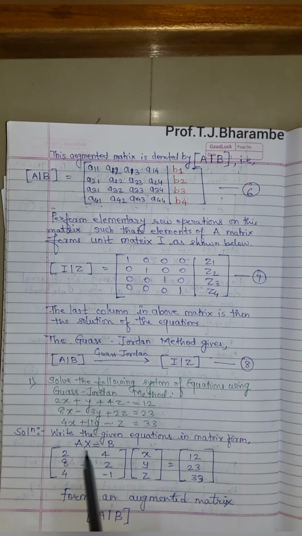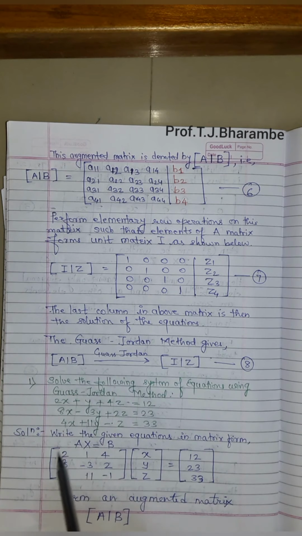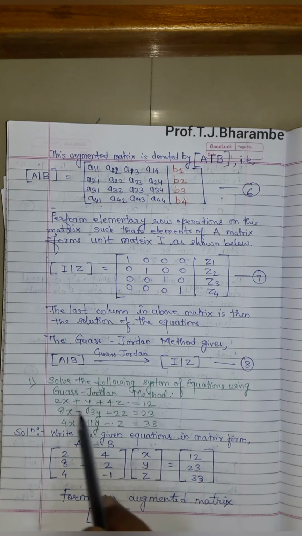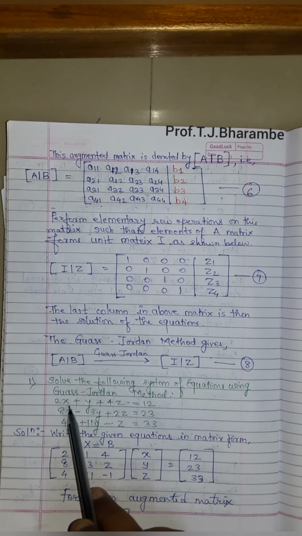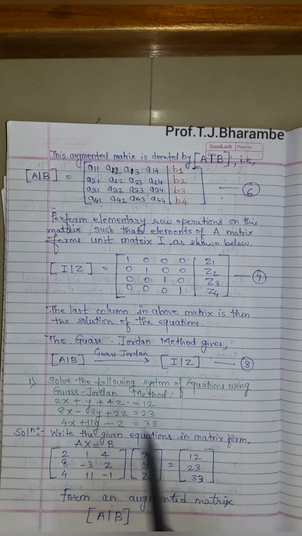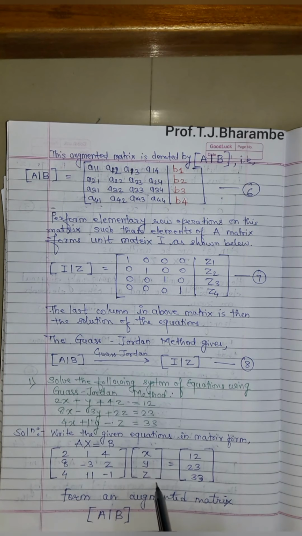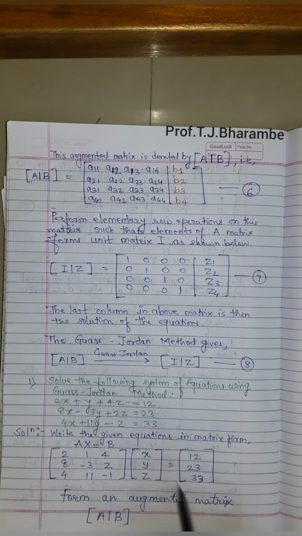So first we have to convert the given set of equations into matrix form, that is Ax equal to B. We write only the coefficients in matrix A. See here, we have written only the coefficients. Matrix X is the unknowns, in this case x, y, z, and we have written matrix B as 12, 23, 33.